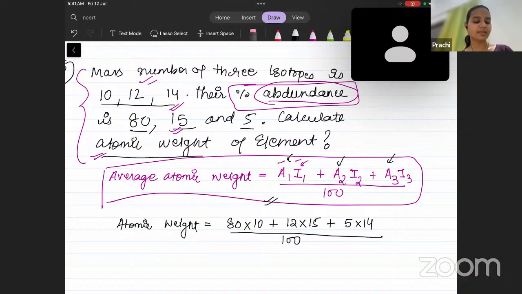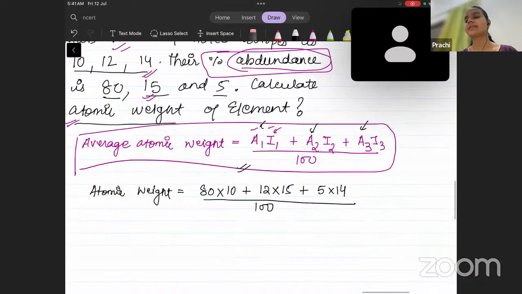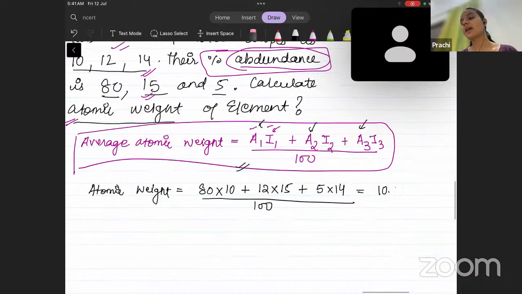So if this is clear to you, then quickly, yes, Gayatri has got her answer, which is 10.5, and the calculations are quite easy, right? We don't have any complicated numbers. So this will be 800, and then you can multiply 12 into 15, and then you have 5 into 14, divided by 100, which is 10.5.